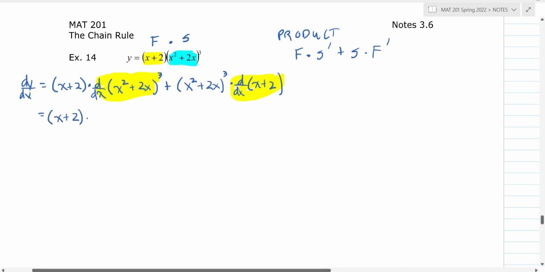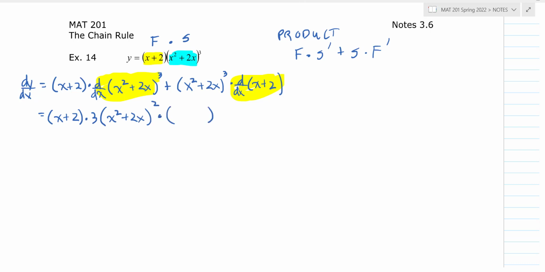That's x plus 2. Now this part right here, see, is a chain rule. Okay, the big function here is something to a third power. So you bring that down, subtract 1 from the exponent, but you have to multiply by the derivative of this function inside. So that's 3 times (x squared plus 2x) to the second. Now you can do this in your head. So if I do this derivative part right here, this inside part, okay, that's going to give me 2x plus 2.